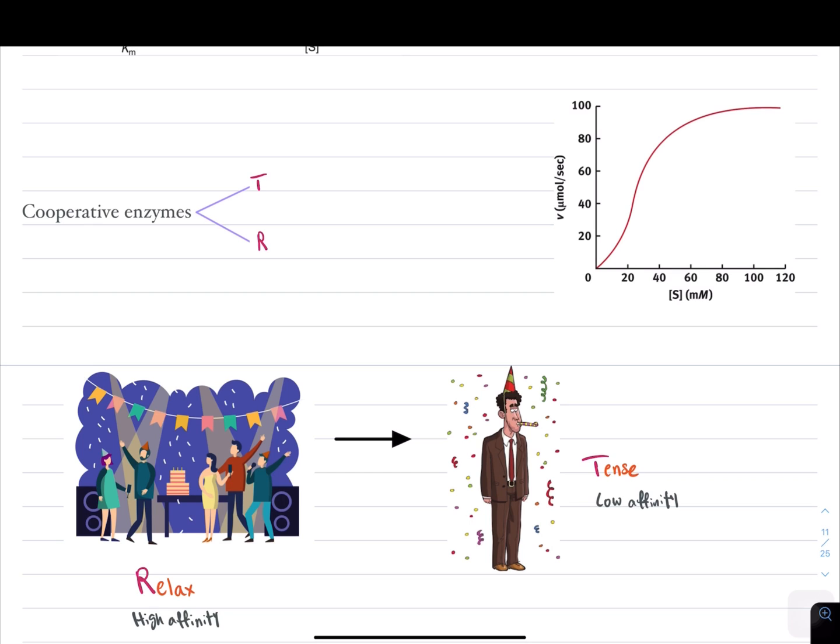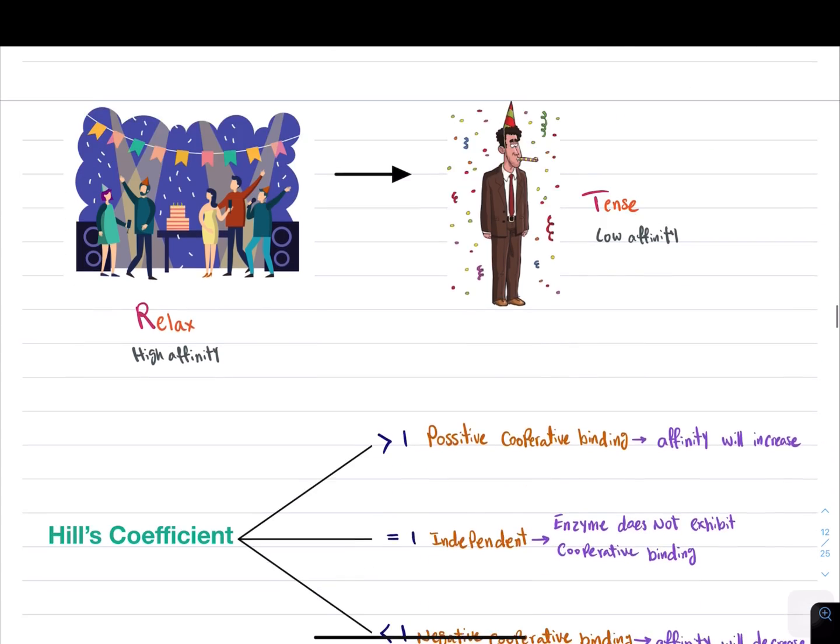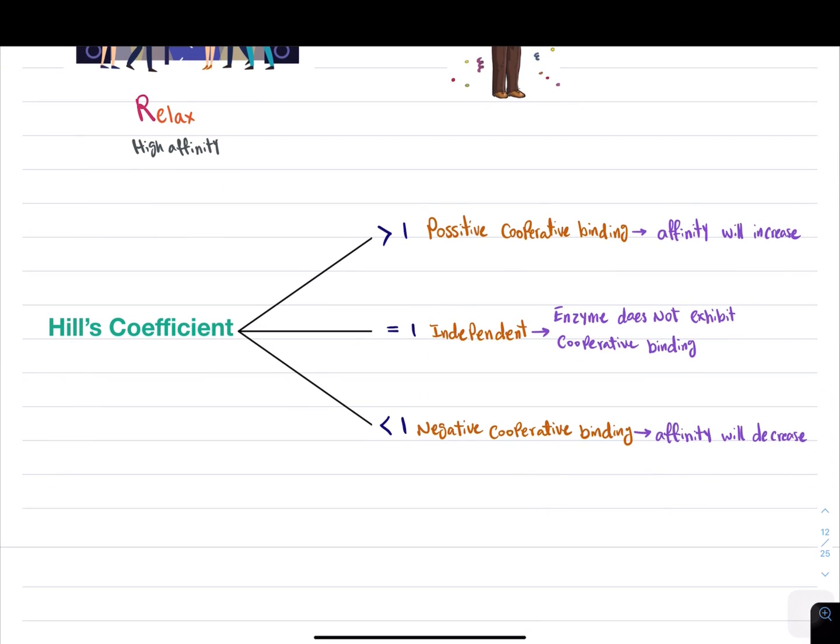So you can think about it like this. Okay, imagine that the enzyme kinetics of cooperative enzymes like a party, and as more people start arriving at the party, the atmosphere becomes more relaxed, and the party seems more appealing from people outside of the party. But when people start leaving, more people follow to leave because the party becomes less appealing and more tense, if you will.